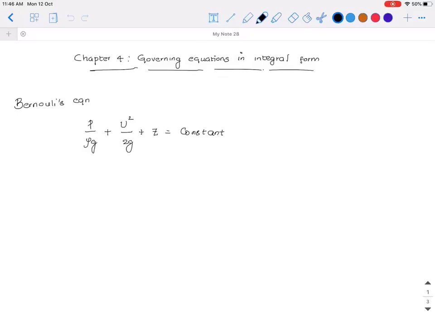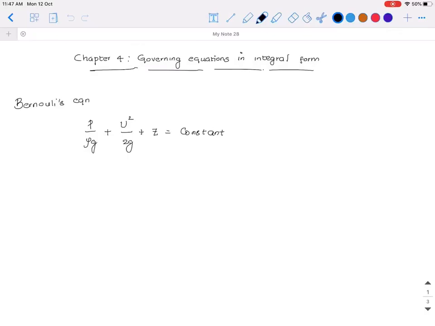Hi, in the last lecture we derived Bernoulli's equation and discussed the limitations of Bernoulli's equation due to the assumptions that were made in the process of the derivation. So Bernoulli's equation for an incompressible flow can be written in this form, and we have given two different physical viewpoints of this equation.